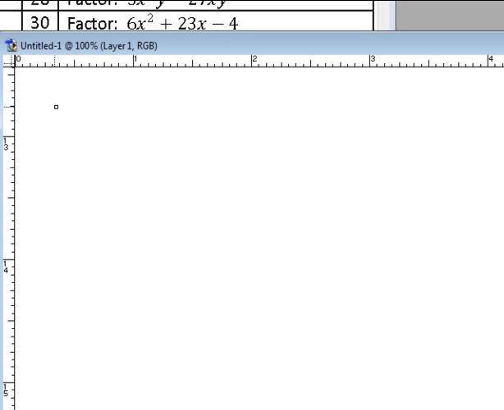In 30, we have a quadratic, so we're going to do reverse FOIL. All right, so first we have to multiply. We have to find 2 terms that multiply to 6x squared. So that can be 3x times 2x or 6x times x. All right, let's say we first try 3x times 2x. And here we need 2 things that multiply to 4. Well, no matter what we put, I don't think we're going to get the 23x there as a middle term.